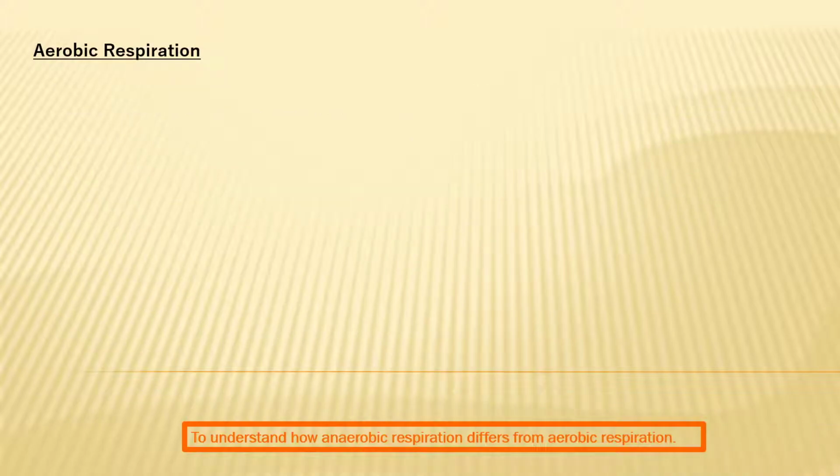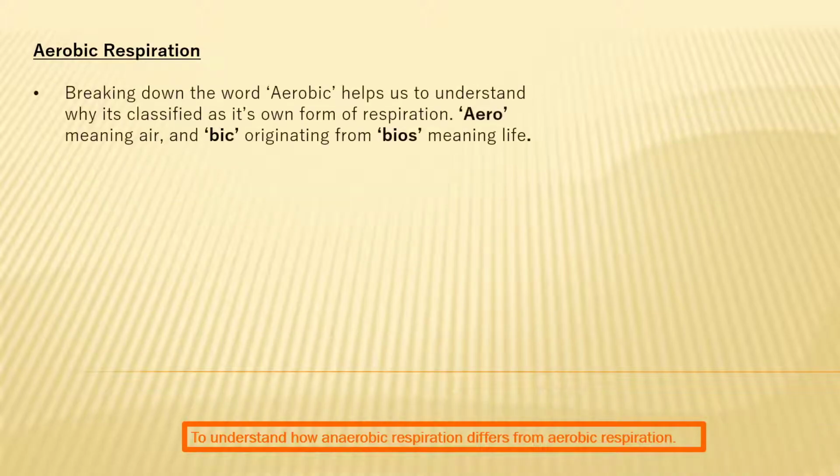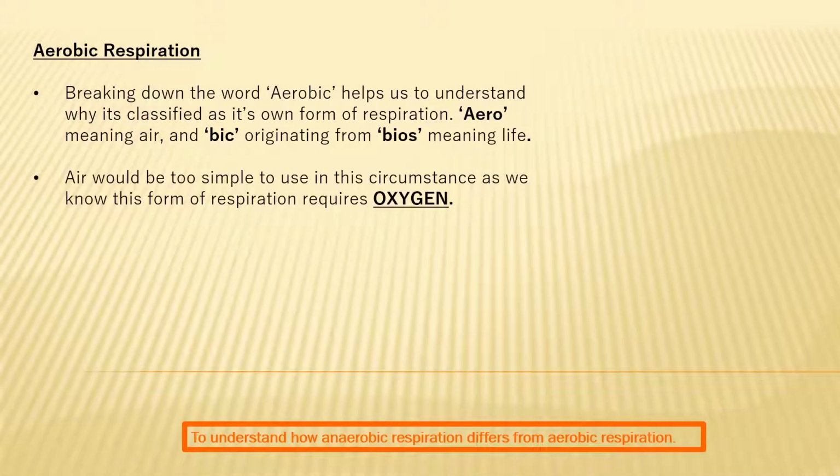So let's get started with aerobic respiration. When we break down the word aerobic, it comes from Greek origins, and it helps us to understand why it is classified as its own form of respiration. Aero means air, and bic originates from bios, meaning life. So essentially what we're looking at is air life. But unfortunately it's not as simple as that, because air is made up of a lot of different compounds or elements.